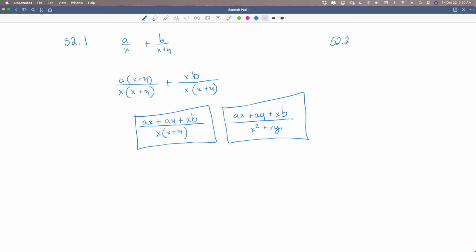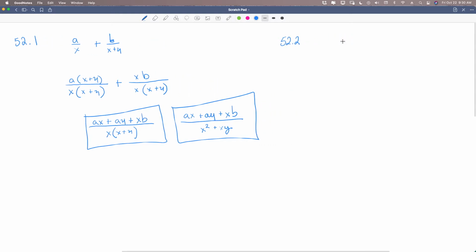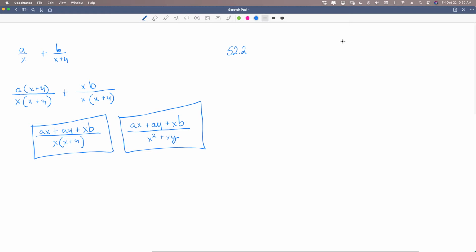Let's do example 52.2. We'll do it right over here. Move my paper over a bit. All right, we have 4x plus a over a plus b plus c over x. So I would like for you to pause this video, work the problem, and come back and see if you have the same answer I do.